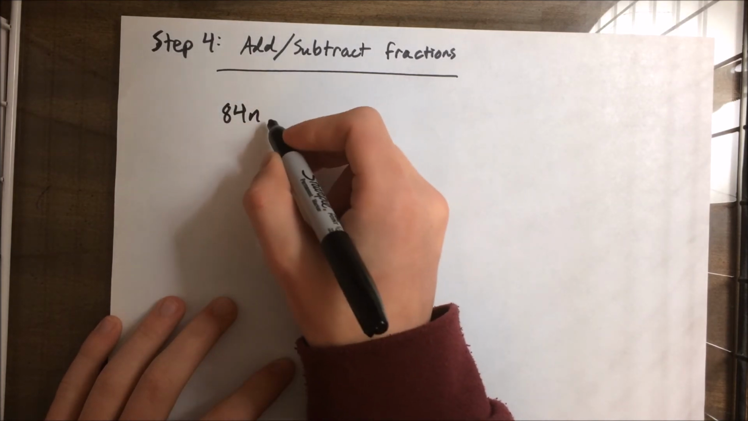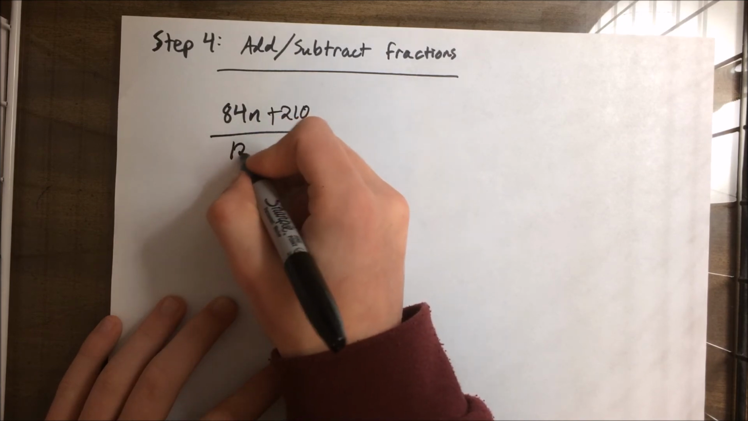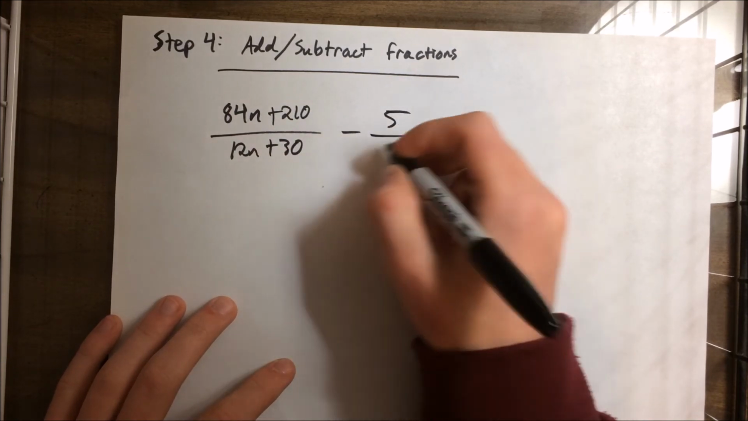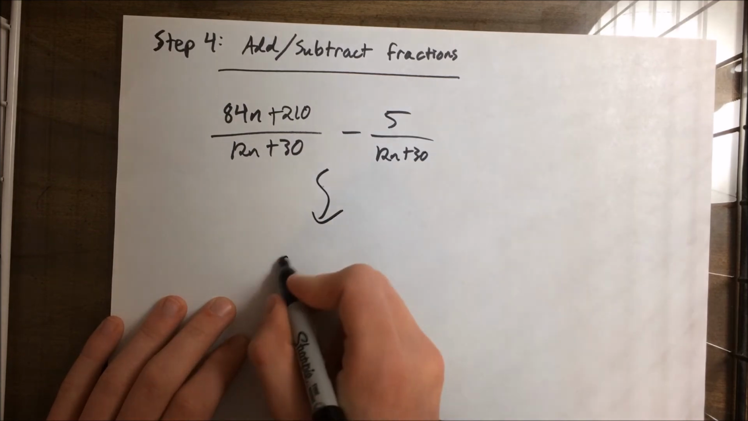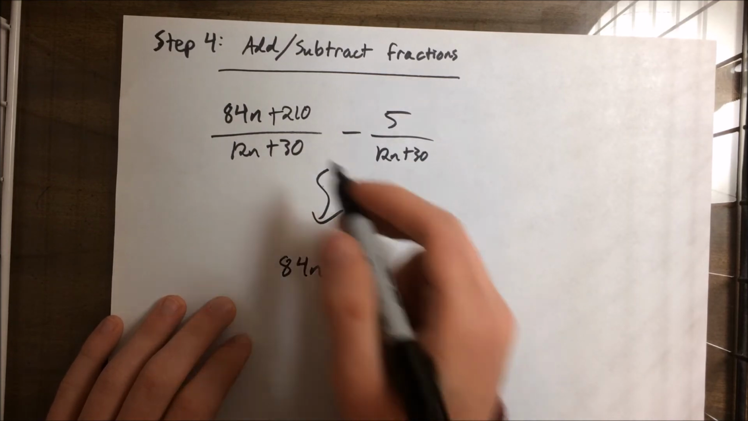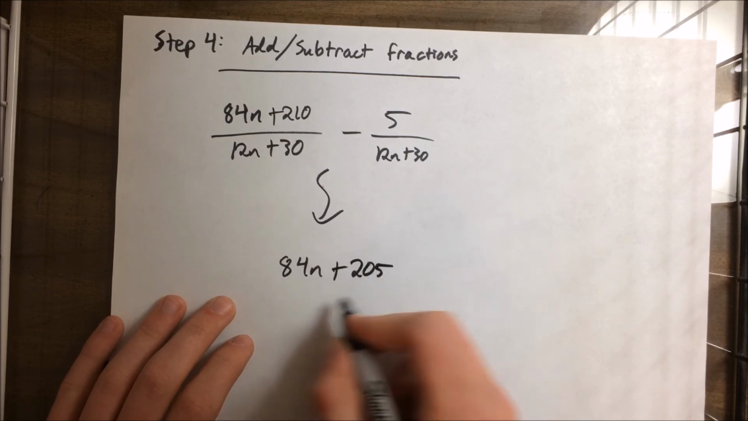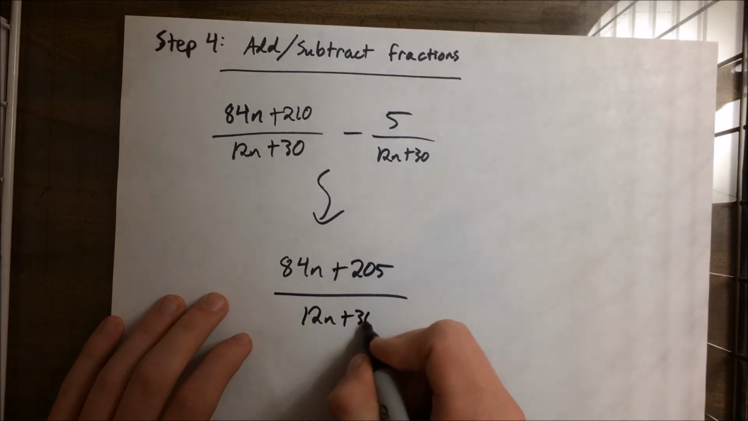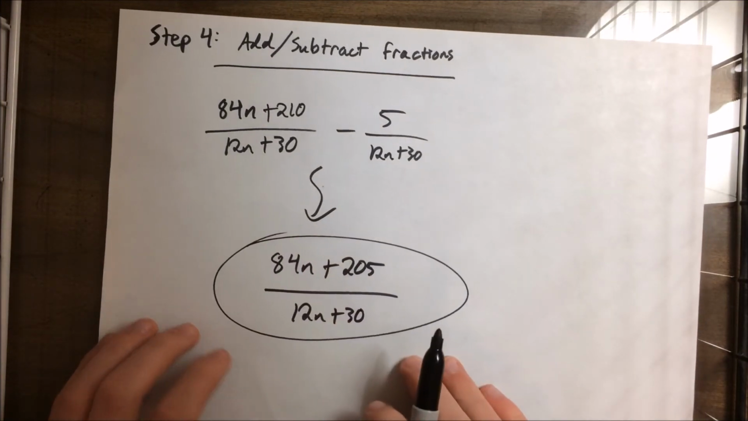Okay, so we have 84n plus 210 over 12n plus 30, minus 5 over 12n plus 30. So that is going to be 84n, because you're just subtracting the numerator, plus 205 over 12n plus 30. And this is your final answer, and it cannot be expanded.